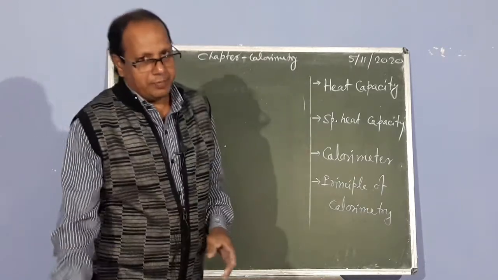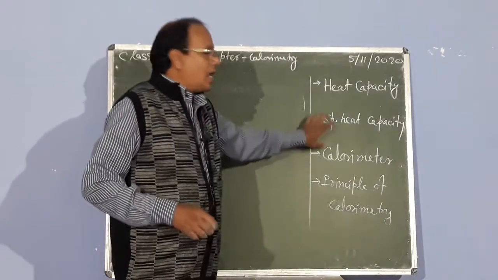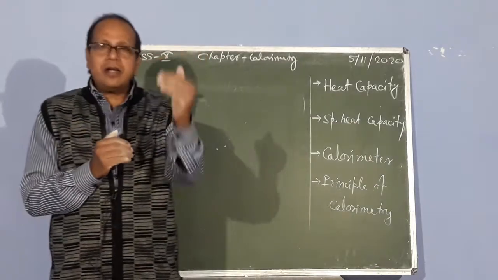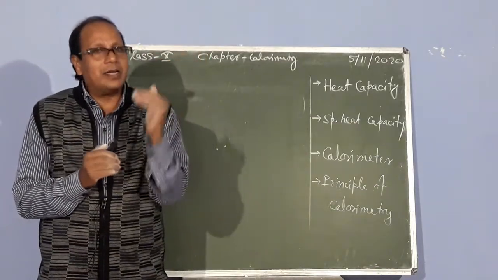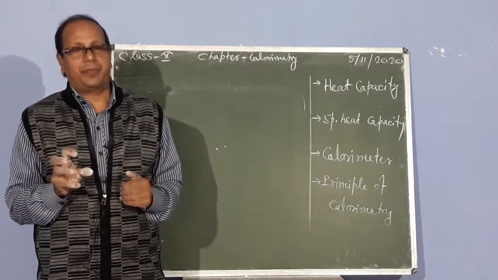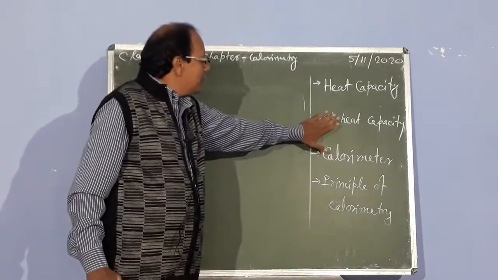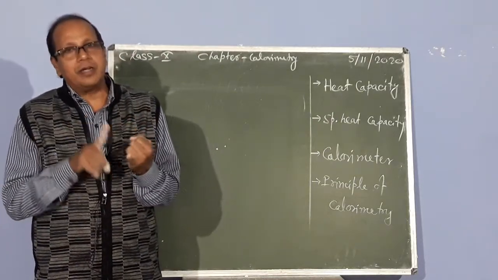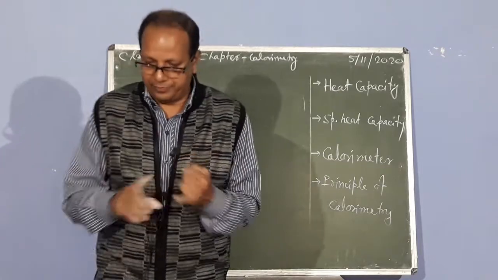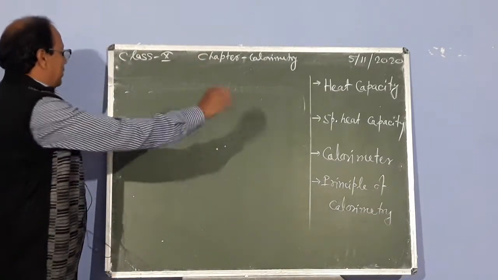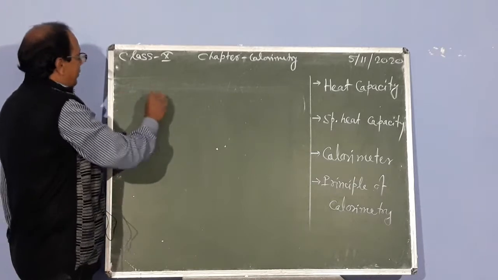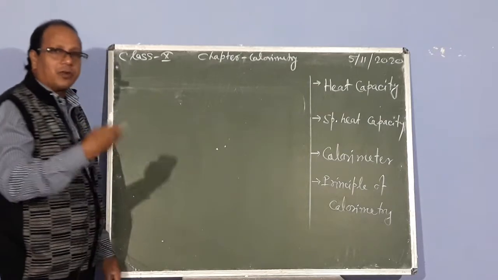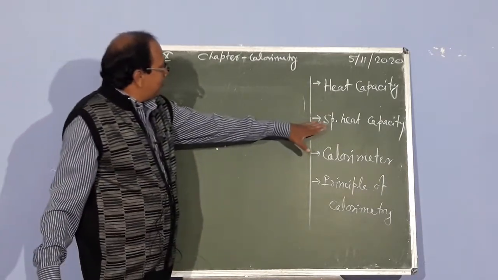What is it? Let me explain. Specific heat capacity is the amount of heat energy required to raise the temperature of unit mass through 1 degree Celsius or 1 Kelvin. Again once more, it is the amount of heat energy required to raise 1 unit mass through 1 degree Celsius or 1 Kelvin. Specific heat capacity depends only on the substance.